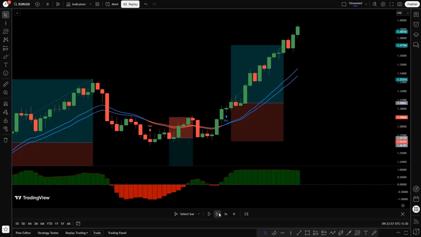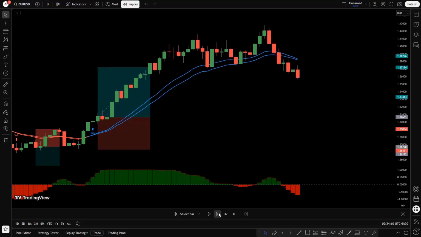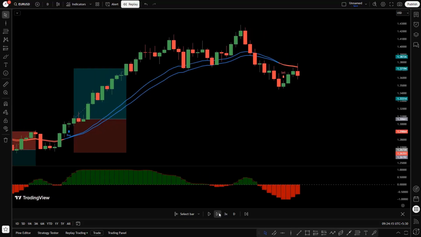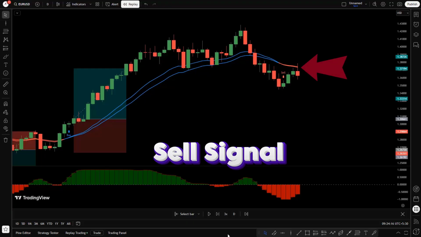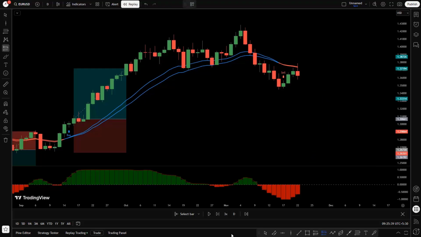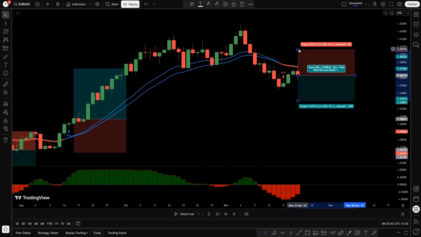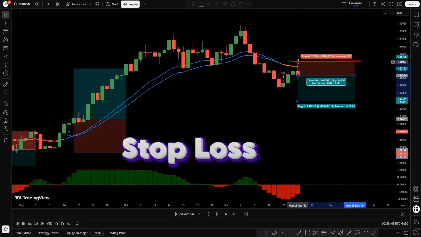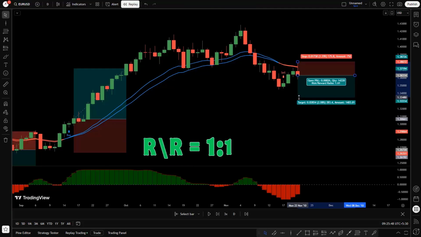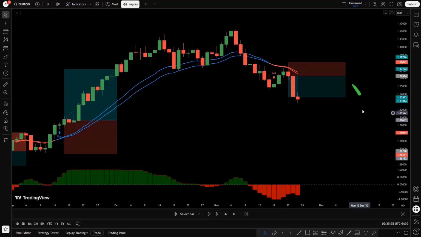Let's find the next trade. When the Trend Finding EMA indicator has given a sell signal, the Ehlers Universal Oscillator indicator has formed a red histogram, and the market is forming a bearish candle, so all these conditions are met. We must take a sell order. Our stop loss should be placed at the previous high. The risk-reward ratio is 1 to 1.5. Let's see what happens to our trade. We've won the trade.